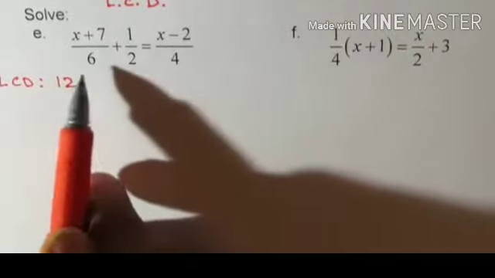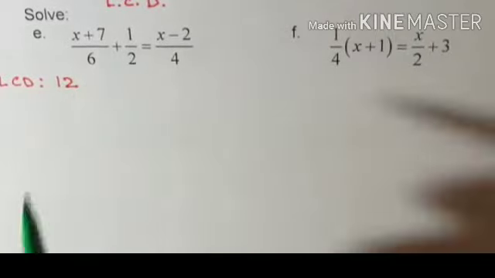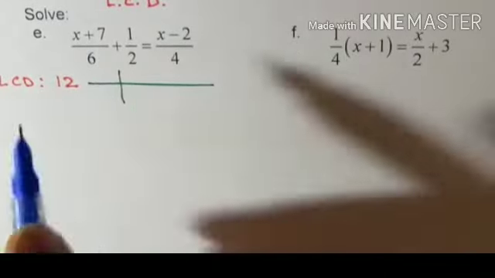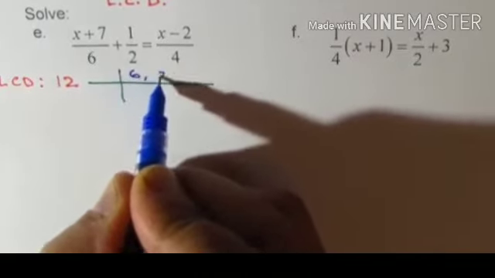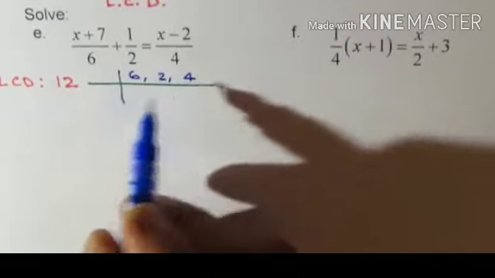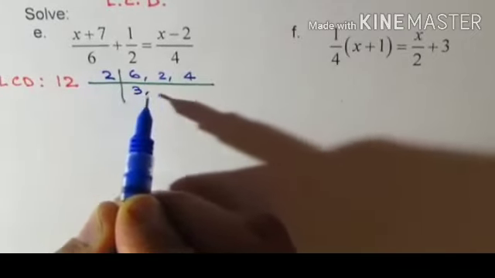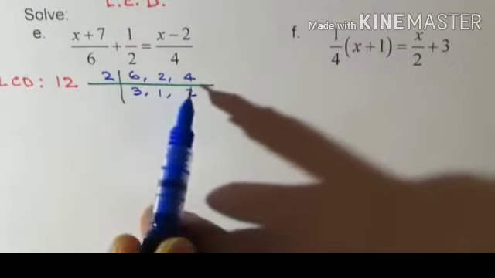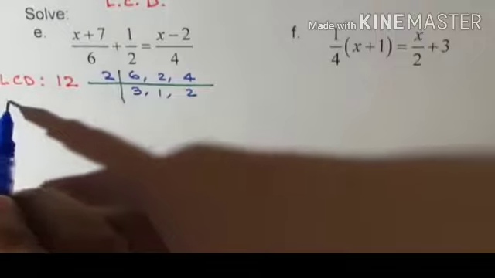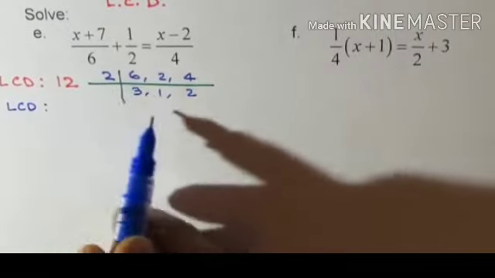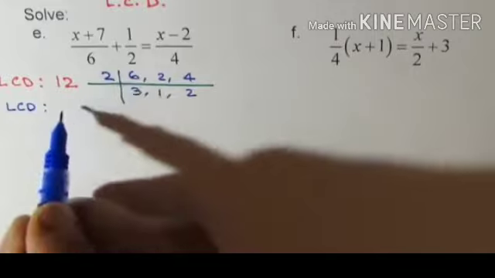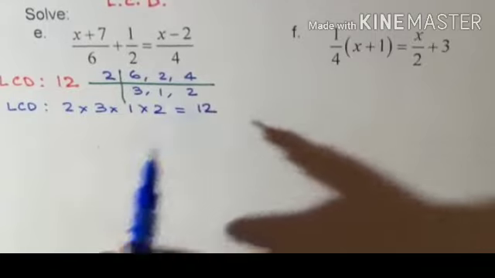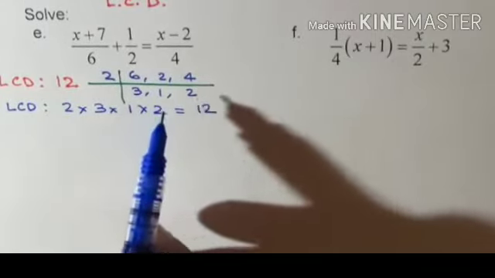Now, for some of you, how do we figure this out? To find this, we have a ladder division method. You could write all these numbers, 6, 2, and 4. Divided by some common factor, let's say 2 in this case, we get 3, 1 and 2. So 2 goes 3 times in 6, 1 time in 2, 2 times in 4. So we're left with these numbers. So the lowest common multiple is 2 times 3 times 1 times 2, which is 12. So that is the technique of finding the lowest common denominator.